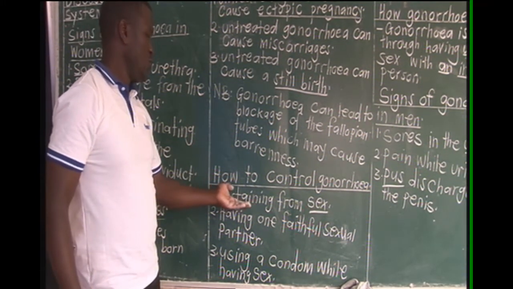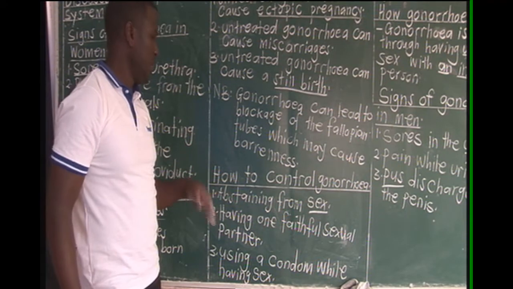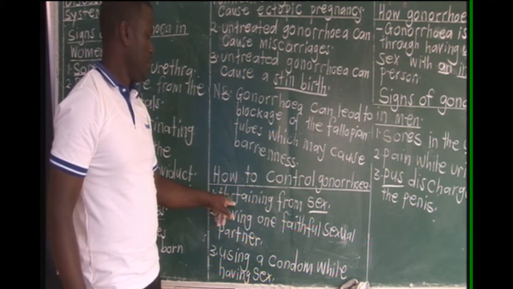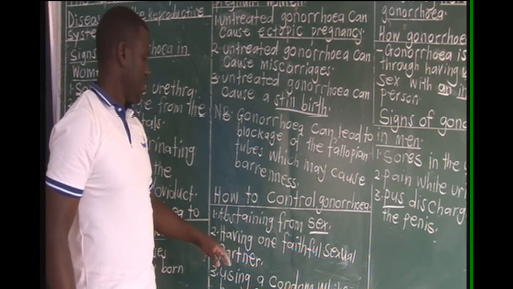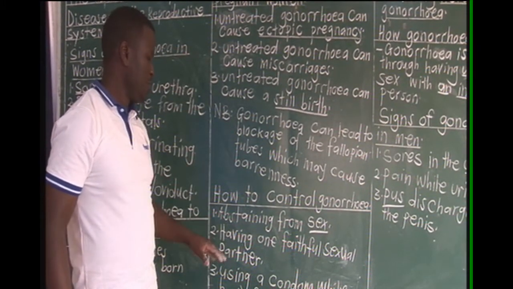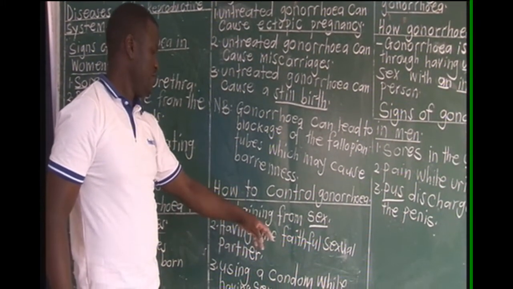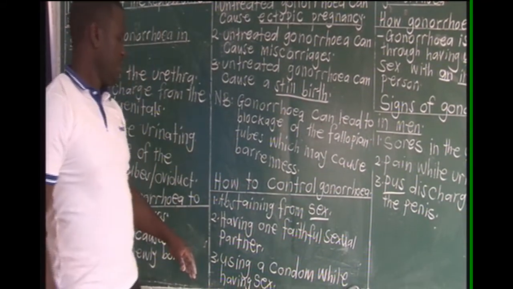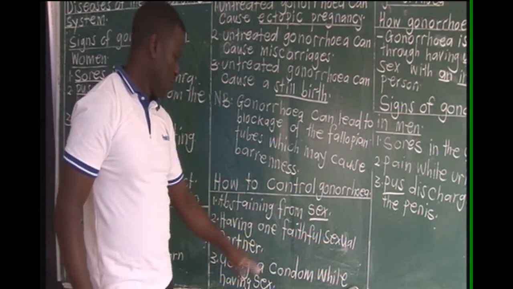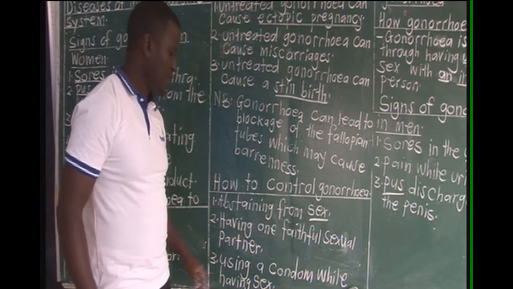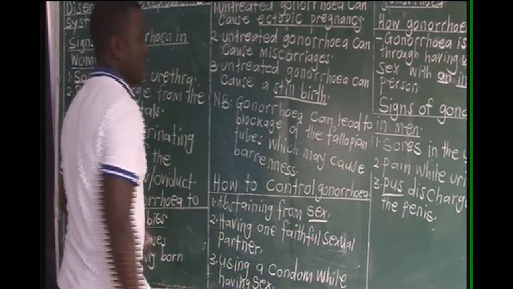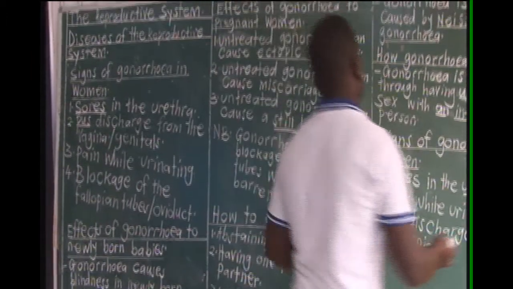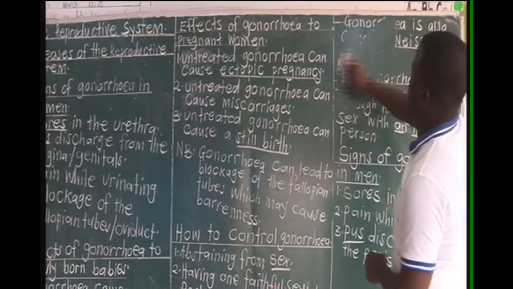If you are a school-going child like you, the best way you can control gonorrhea is by abstaining from sex. Then married people should always have one faithful sexual partner. Then we have those ones who cannot be faithful. Those ones can use condoms while having sex to protect themselves from gonorrhea. That's all about gonorrhea. Next, look at syphilis.